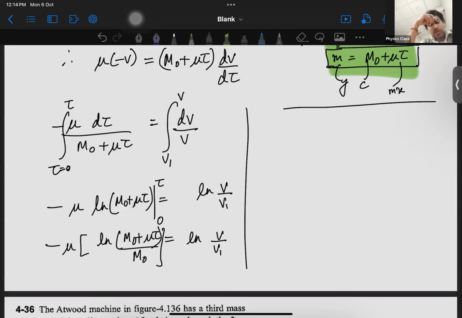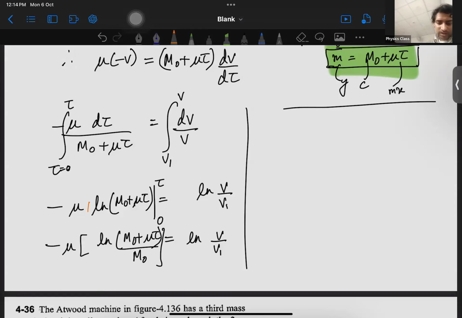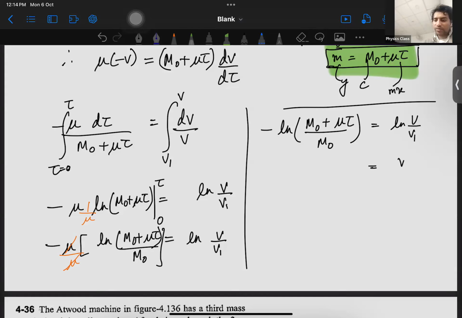So, right, wasn't there one? Yes, if you integrate this, you will have to also include this constant over here, right? The coefficient of t, 1 by mu, you have to write that. Right? So 1 by mu, that we have to put over here, which means you'll get the final equation as minus natural log of m naught plus mu t by m naught. So you get v by v1, it's m naught by m naught plus mu t.